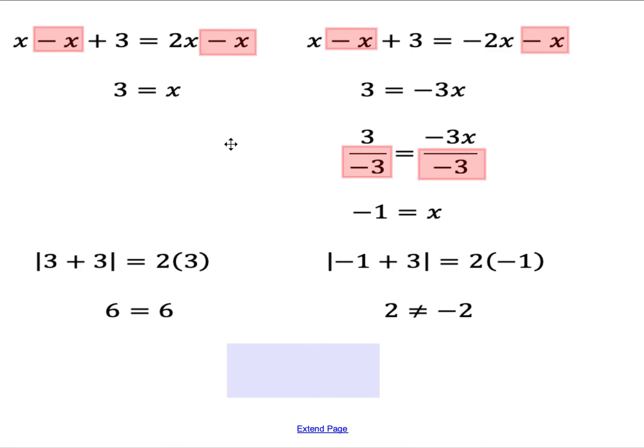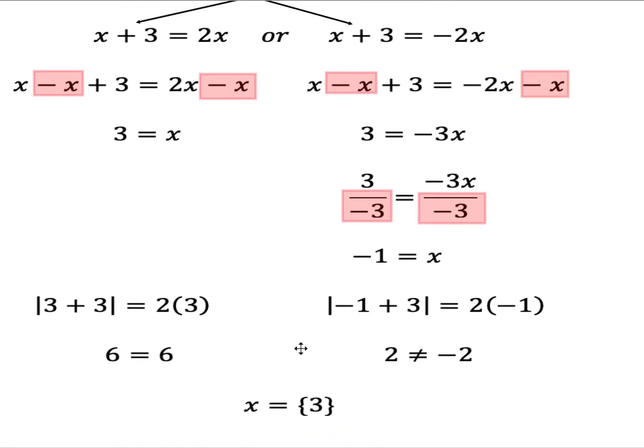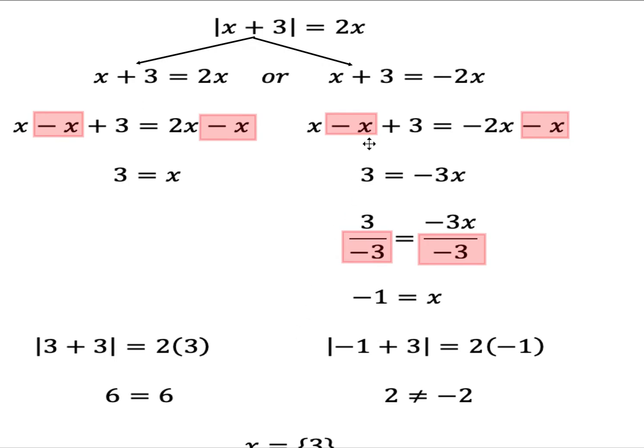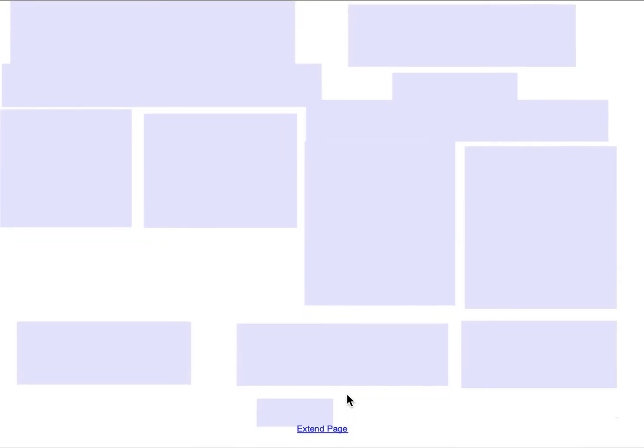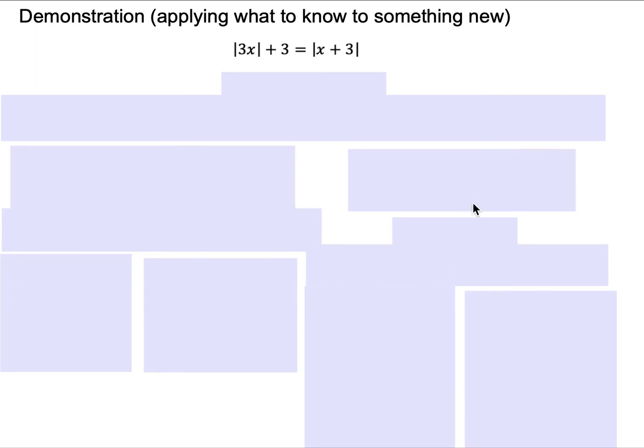Okay, when we try out this x equals 3, 3 plus 3 is 6, 2 times 3 is 6, it works. X equals 3 is the solution. When we try out the -1, -1 plus 3 is 2, absolute value 2. 2 times -1 is -2. 2 does not equal -2, so it's not one of the solutions. 3 is the only solution that works. So we didn't know at the beginning how many solutions there were going to be, because we don't know if this is positive, negative, or 0. But we found out that 3 was the only one that worked, so there was only one solution.